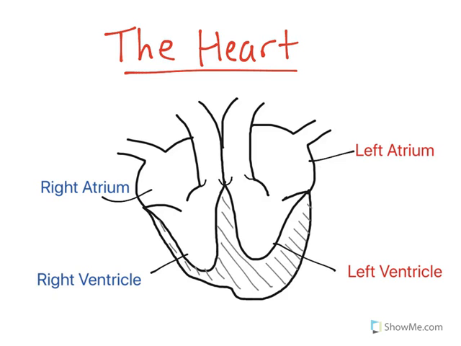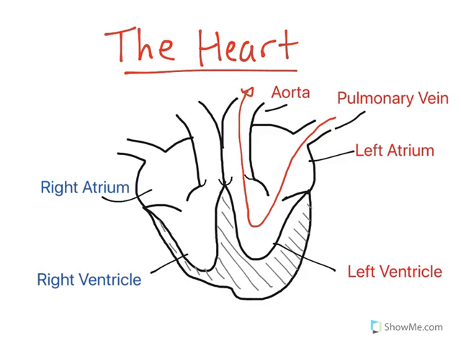Oxygenated blood flows through the heart, arriving like so, flowing through the ventricle and out like that. The pulmonary vein brings oxygenated blood from the lungs back to the left atrium of the heart, and the aorta, the major artery leaving the heart, takes oxygenated blood around the body.